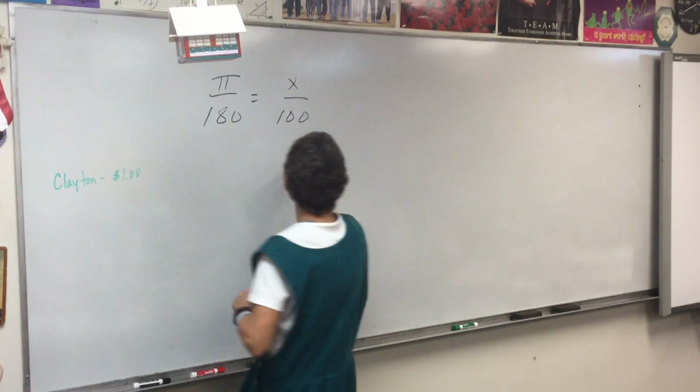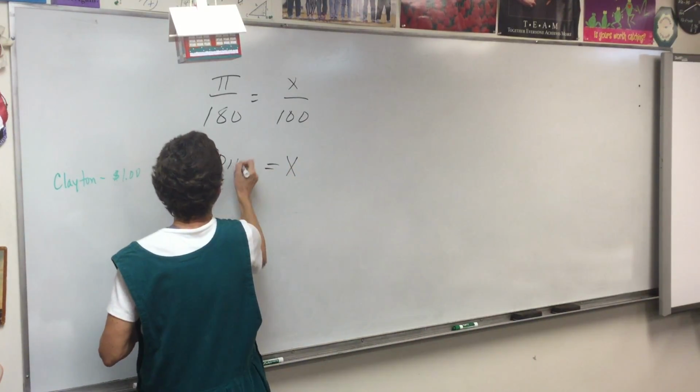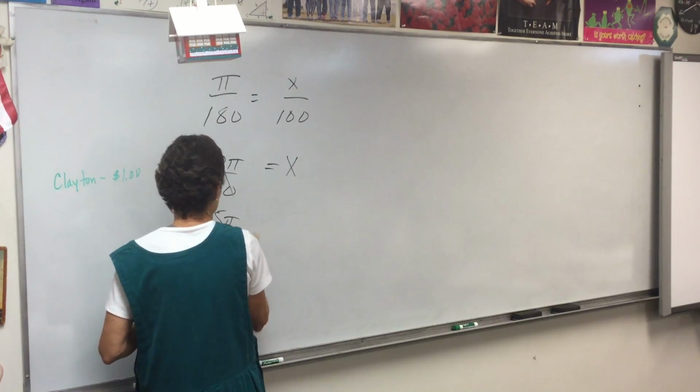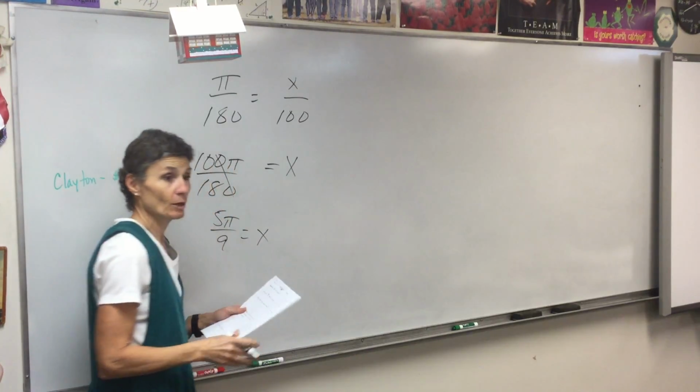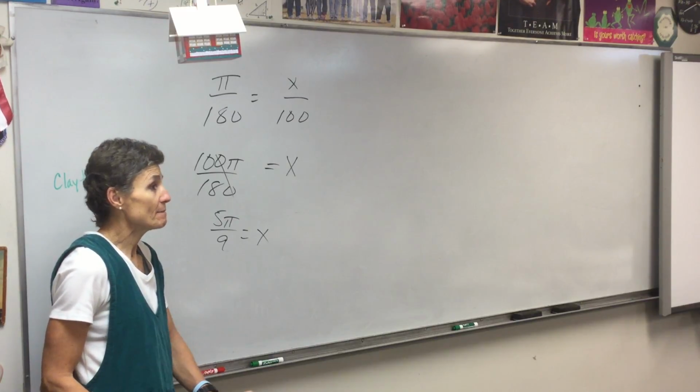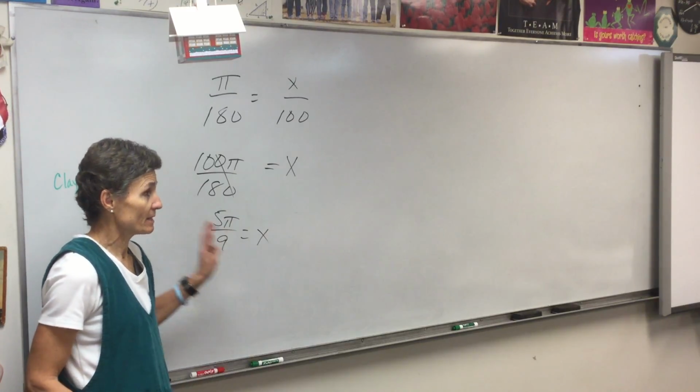All right, so you got this one figured out. So far we got 100 pi over 180, which reduces to 5 pi over 9. That looks familiar, like maybe I've done it before. Is that okay with everybody? Okay, we can't be missing that kind of stuff, so everybody's clear on that.